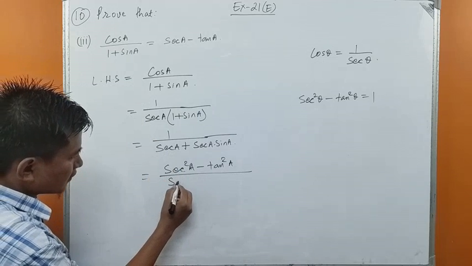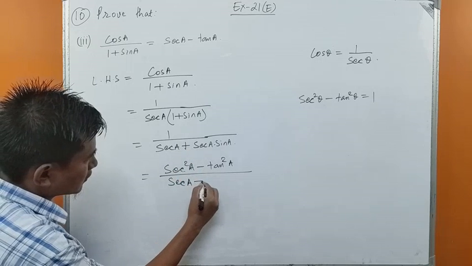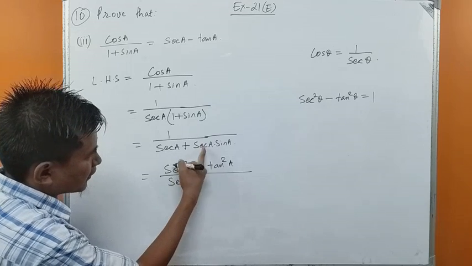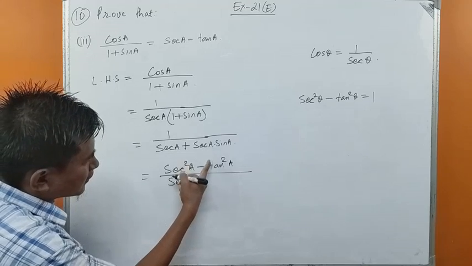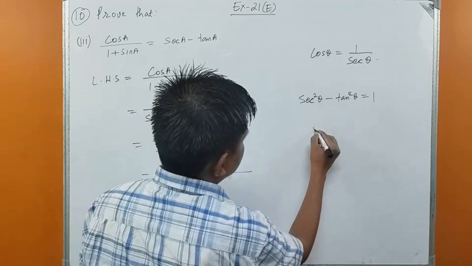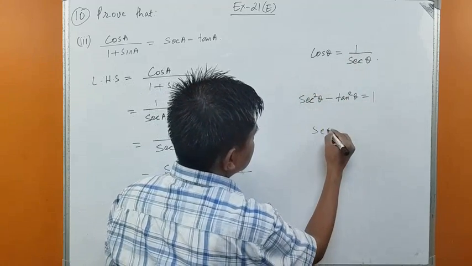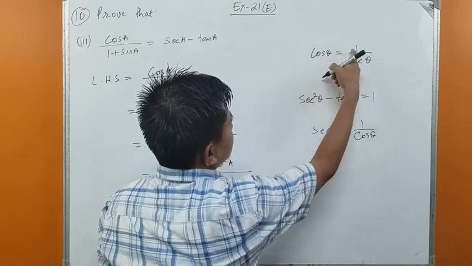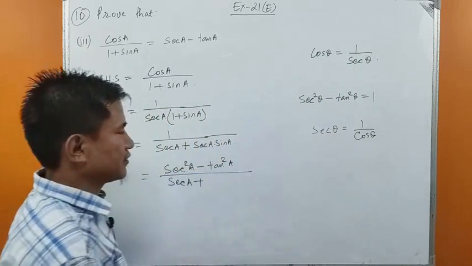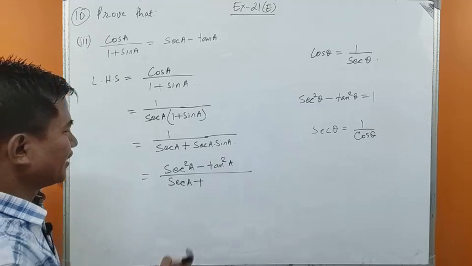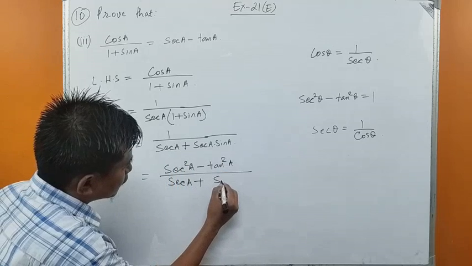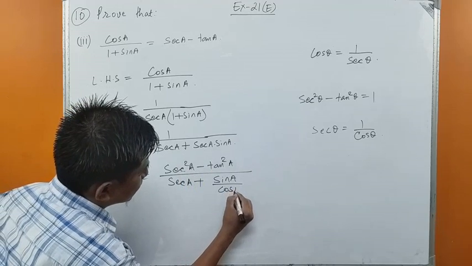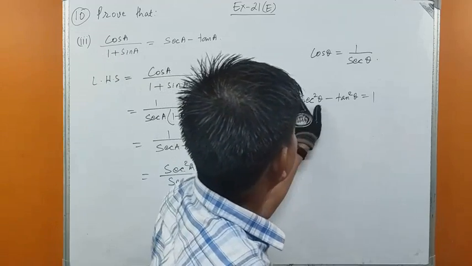So this is sec A, plus this is sec A sin A. If I take this sec A to the denominator, cos theta equals 1 upon sec theta, which means sec theta equals 1 upon cos theta. Sec theta and cos theta are reciprocal of each other. So sec A, if I take to the denominator, becomes cos A. Sin A by the sec A goes to the denominator and becomes cos A. Now let me continue here.